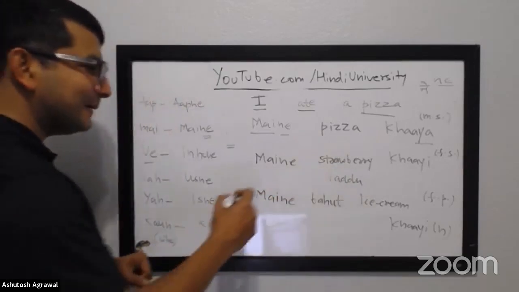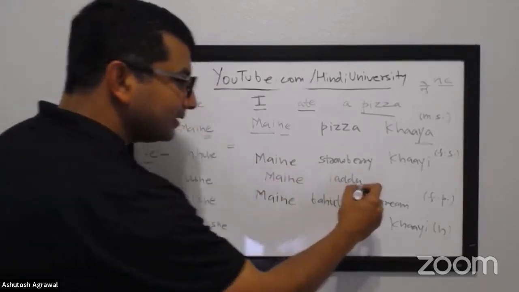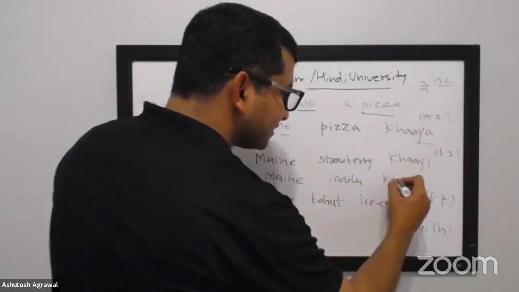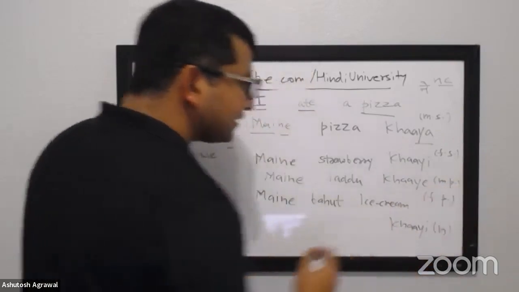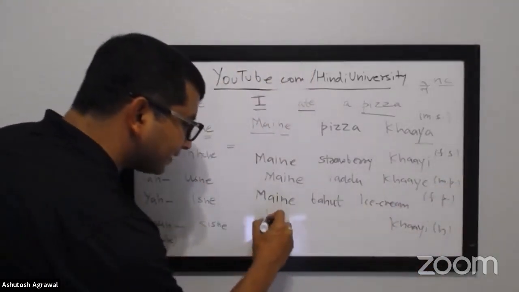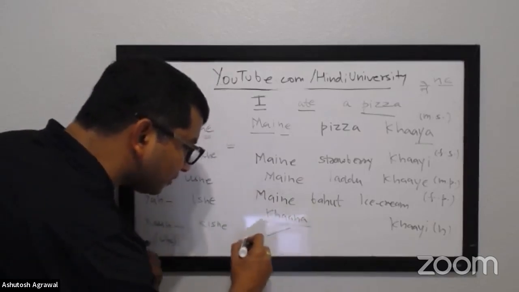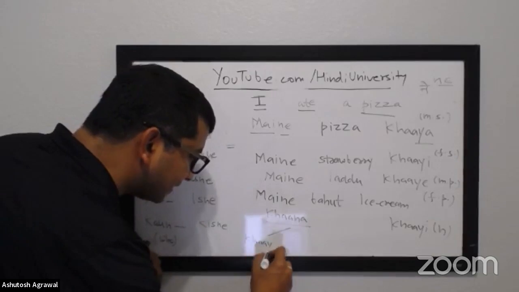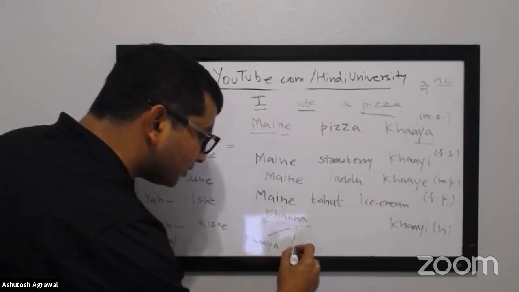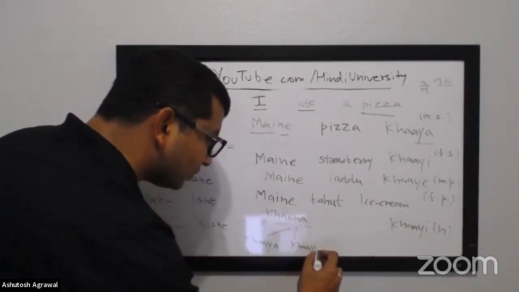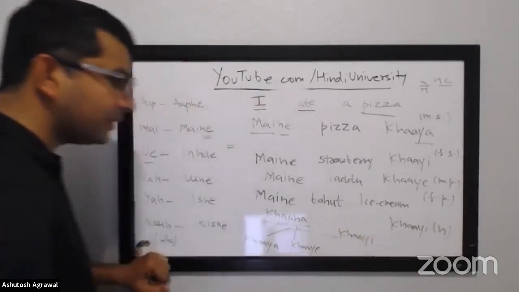How would you say, JD? Maine laddu khaye. So you have maine, laddu, and then this is khaya, and this is khaye. Right? So this is masculine plural. The difference to notice is when khana is used in the past tense for masculine singular, it becomes khaya. For masculine plural, it's khaye, maine laddu khaye. For feminine singular, it's khai, which is strawberry.